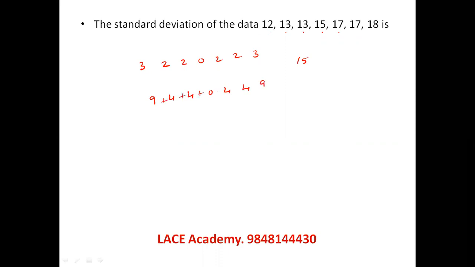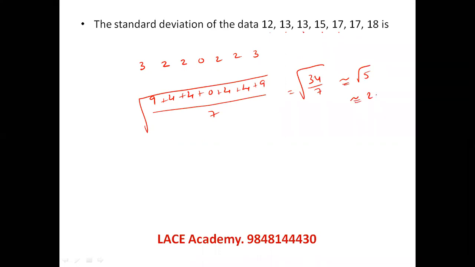Add them. Take their mean under square root, because root mean square deviation is standard deviation. So what is coming here? 9 plus 4 plus 4, 17. 17 plus 17, 34. So square root of 34 by 7, which is nearly equal to square root of 5, which is nearly equal to 2.2. So any value just less than 2.2 will be your exact standard deviation for you. Take that option and go to the next question.